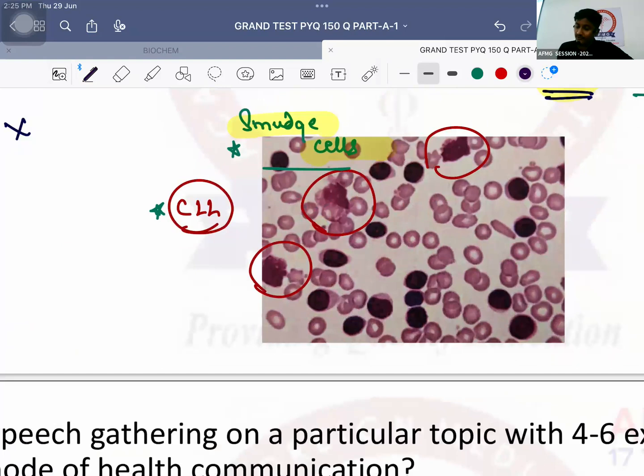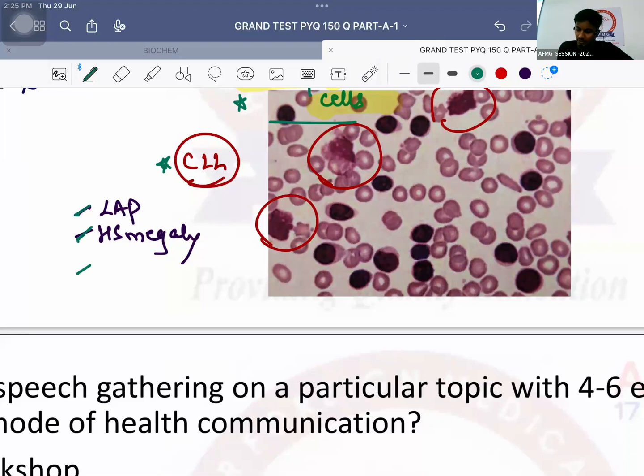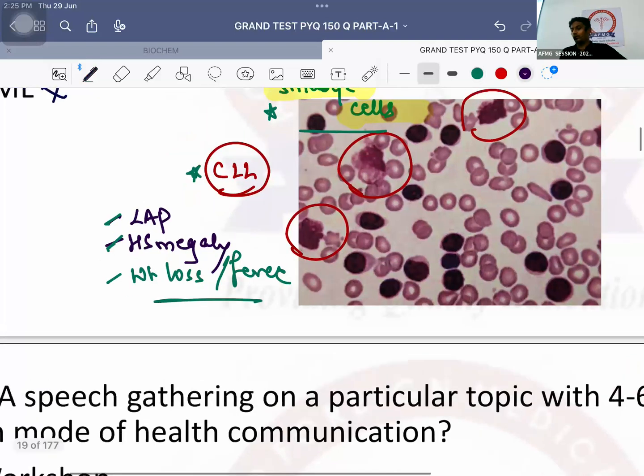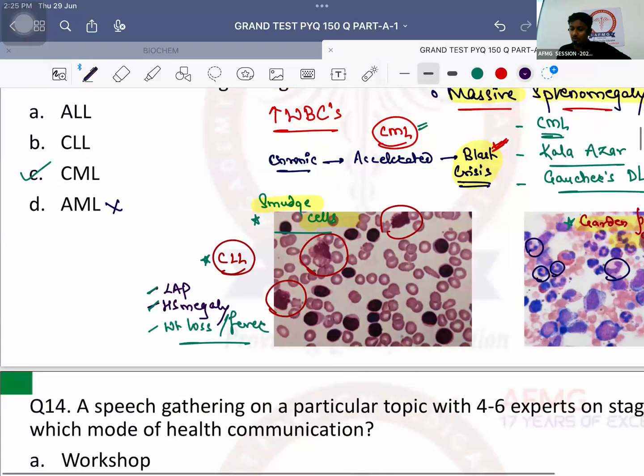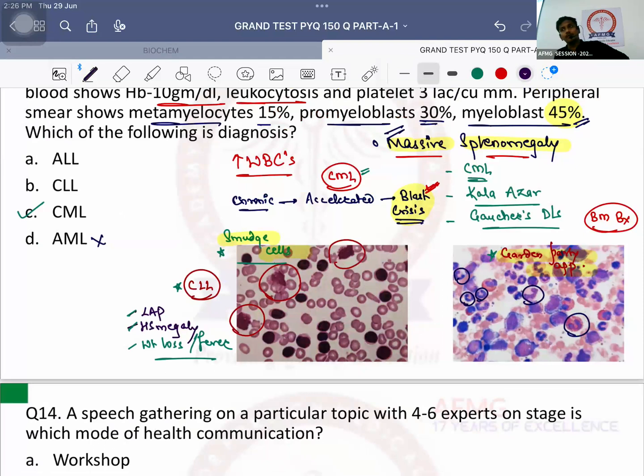Here the patient will have lymphadenopathy along with hepatosplenomegaly. Important is, apart from all these features, the patient also has usually weight loss and fever. So these are important symptoms. Weight loss and fever भी दिया जाता है in a case of chronic lymphocytic leukemia. That will help you to make a diagnosis. No issues with this, anybody?